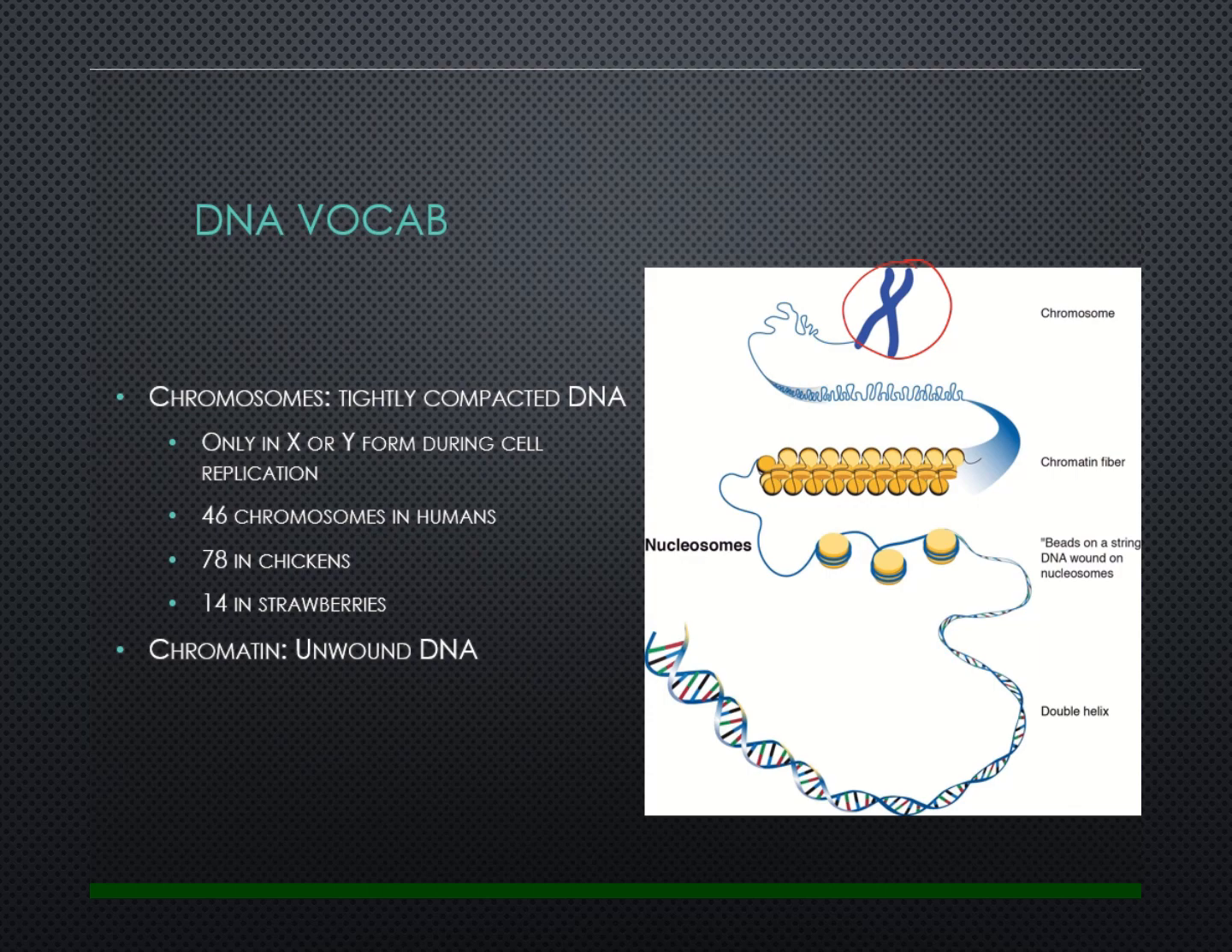Another vocab word, chromatin, which is unwound DNA. So here we've got our chromatin. It's unwound DNA, right? And then if you look at the rest of this picture, here's the double helix that we might be familiar with, that structure there.